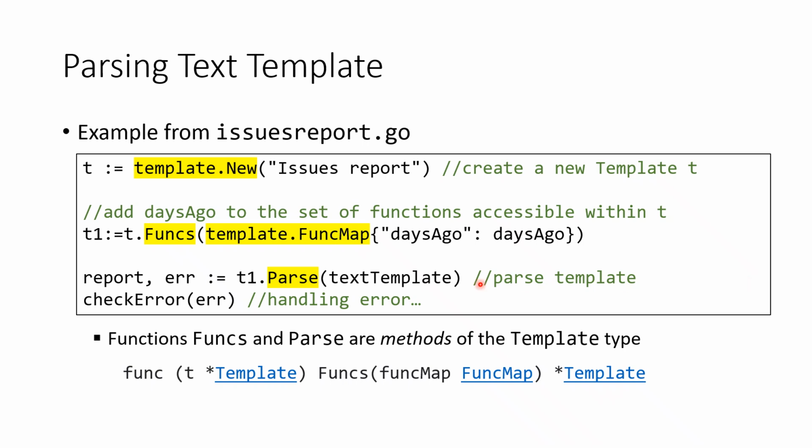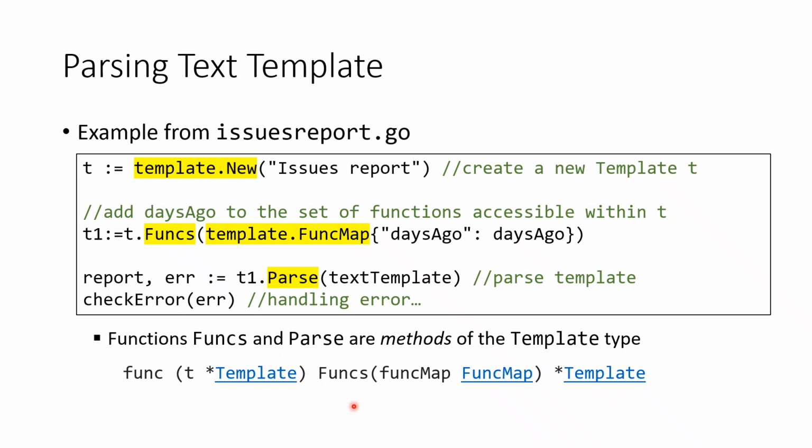The returned value of function Funcs is a template, or more precisely, a pointer to a template. So variable t1 points to a new template that can access the function daysAgo through the string daysAgo. Then we call function Parse on the template t1 to parse the given text template into the template value stored in variable report.